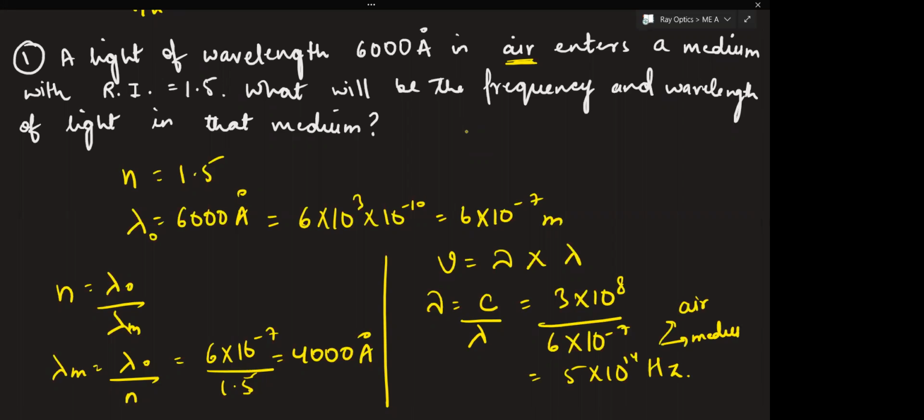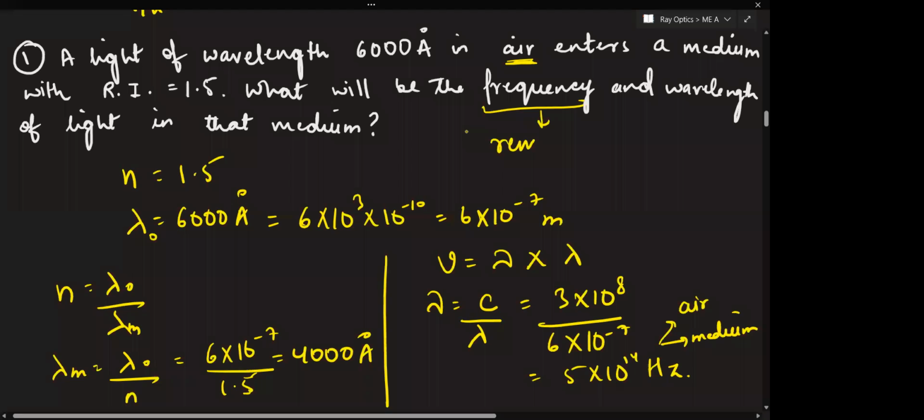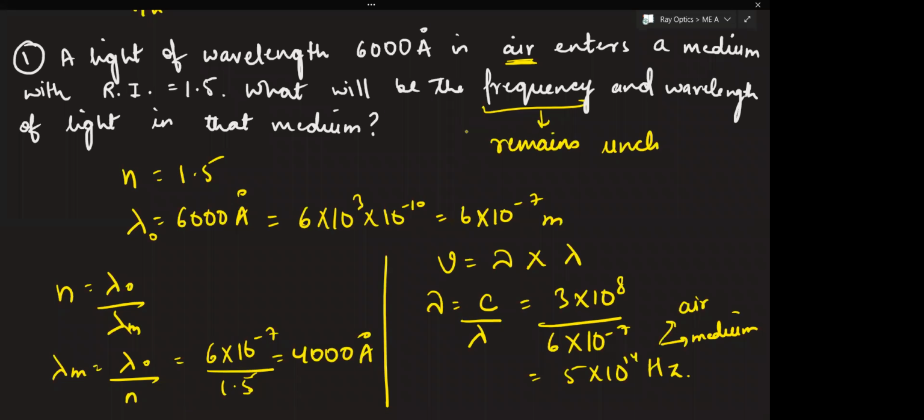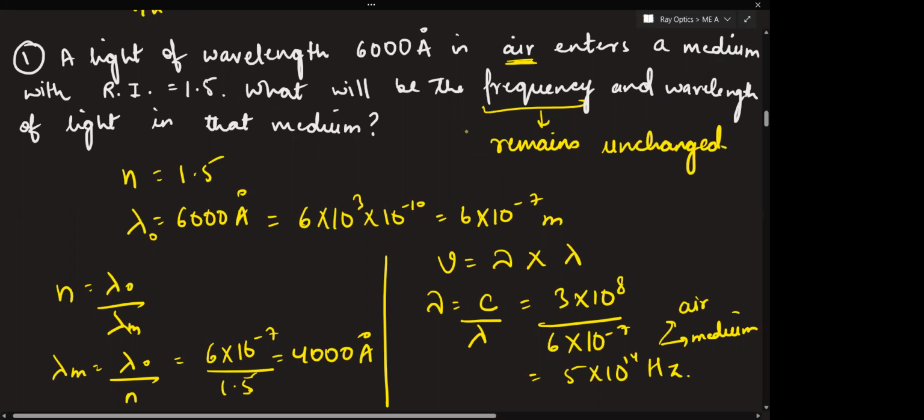Why in that medium also? Because this will not be changed. Frequency remains unchanged. Remember this fact. But wavelength and velocity change. Velocity changes, that's why you have refraction.